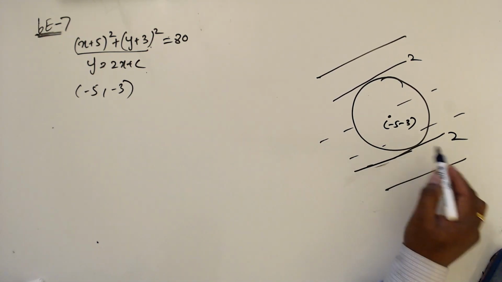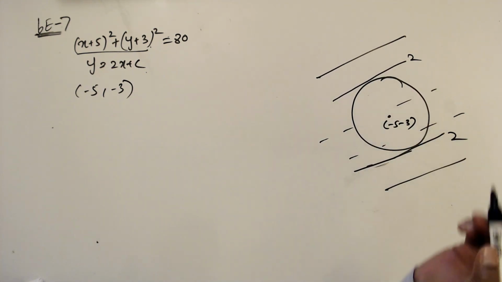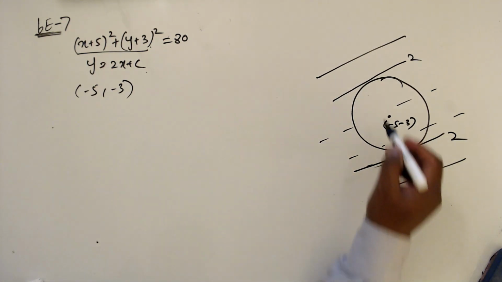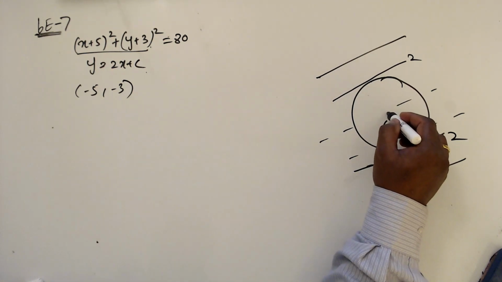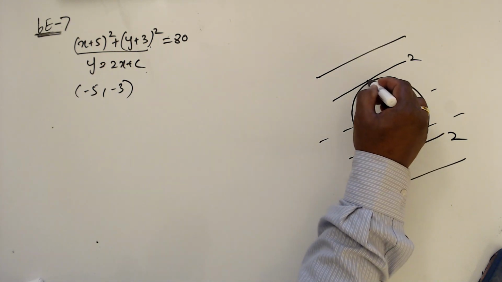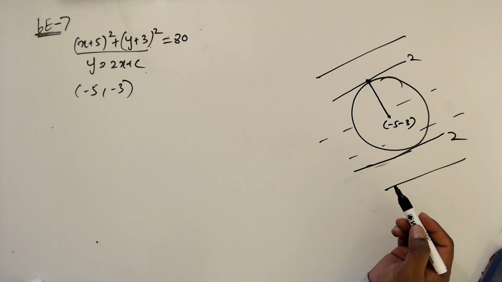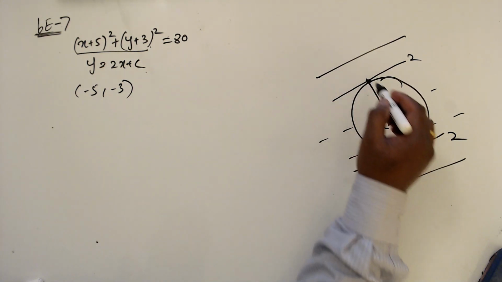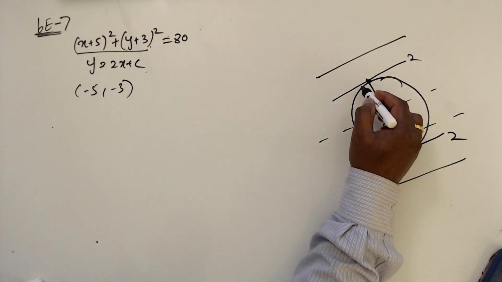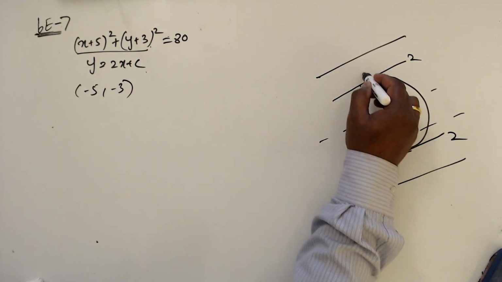But we only need the lines touching the circle. Now, since we know that, I'll merge this gradient to this point. So this is the radius. So now this is 90 degrees. Okay, I will extend this one.